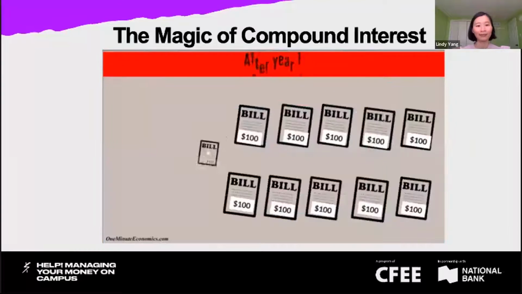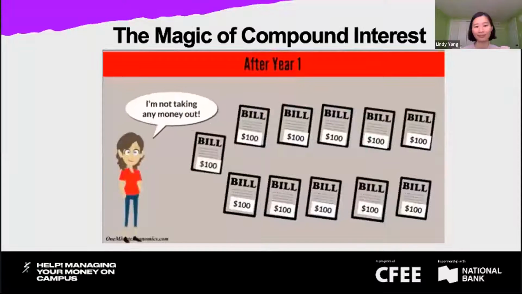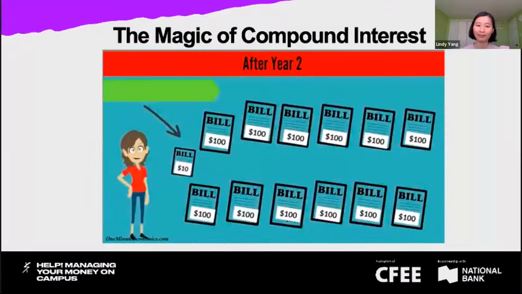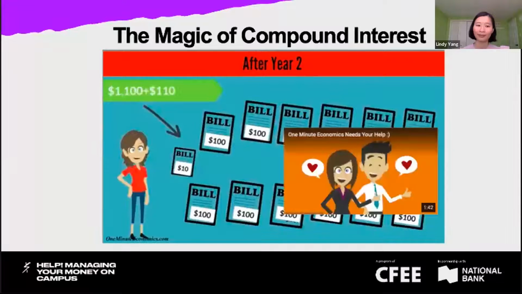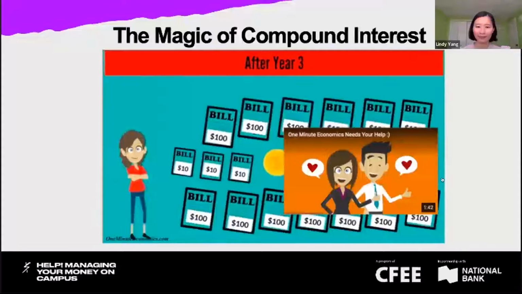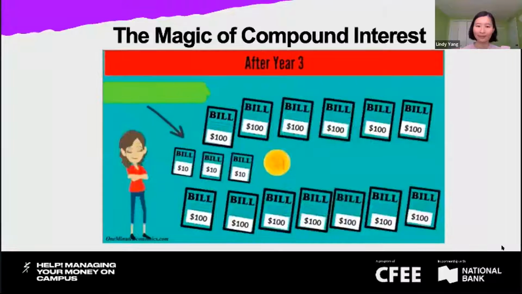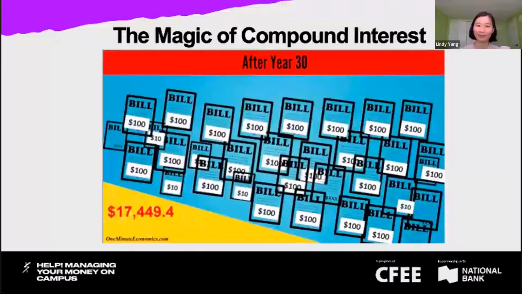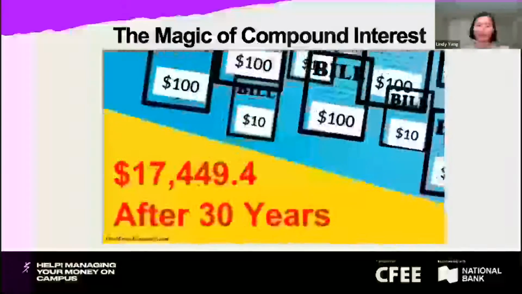After 1 year, she will have $1,100 in her account, but she keeps everything there. After the second year, she will earn 10% of those $1,100, and not only on the initial $1,000. Therefore, she will have $1,100 plus $110, so $1,210. After the third year, she will earn 10% of those $1,210 and have $1,331. After year 30, she will have $17,449.40, over 4 times more than John.